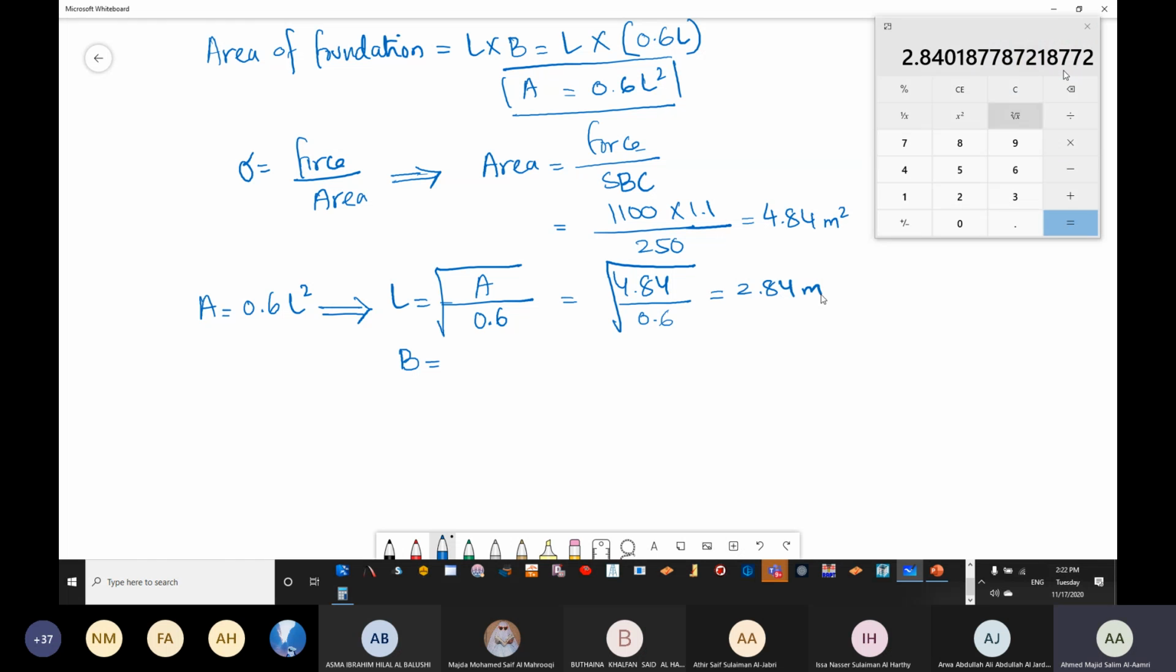Now if my length is 2.84, then my B is how much? We know that area is equal to L into B. So we can say that B is equal to area divided by L. My area is 4.84 divided by 2.84. This is going to give you 1.704.